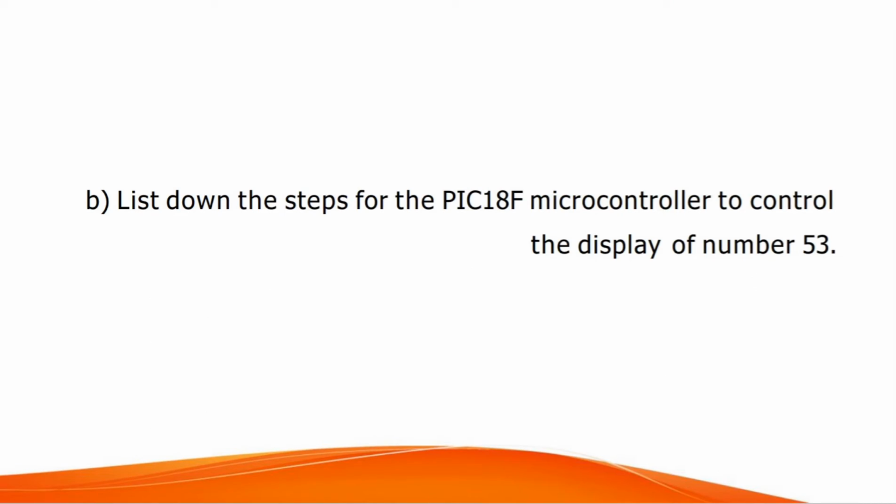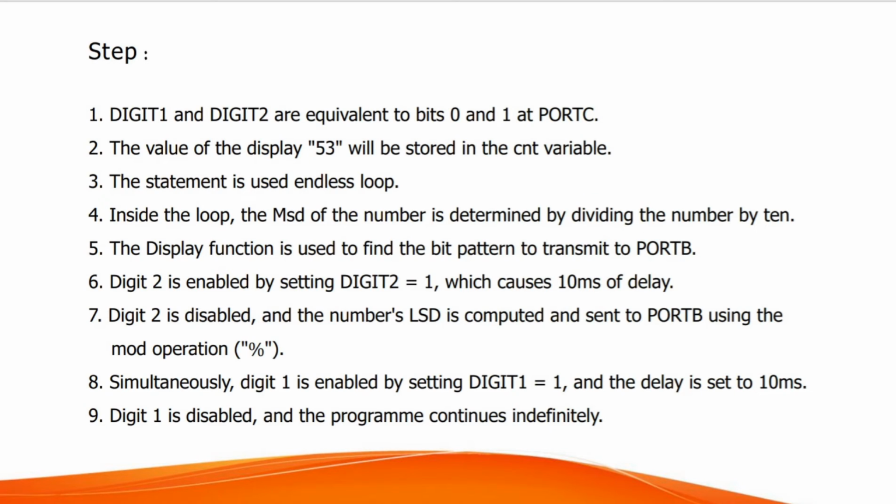Next, I will go to question 2B that requires students to list down the steps for the PIC18F microcontroller to control the display of number 53. Step 1, digit 1 and digit 2 are equivalent to bits 0 and 1 at port C. Step 2, the value of the display 53 will be stored in the CNT variable. Step 3, the statement used is an endless loop.